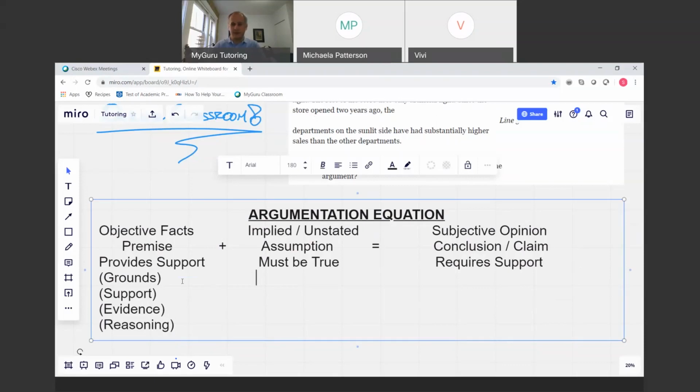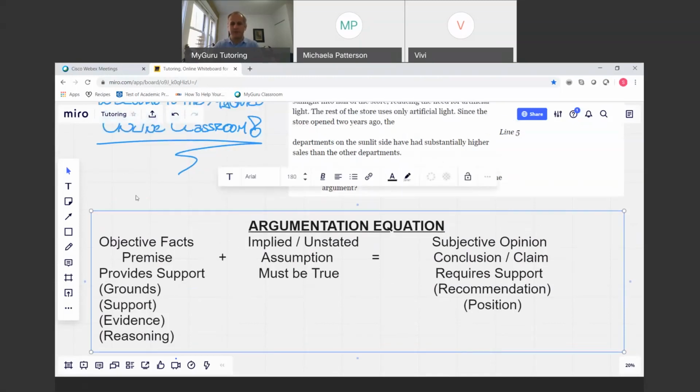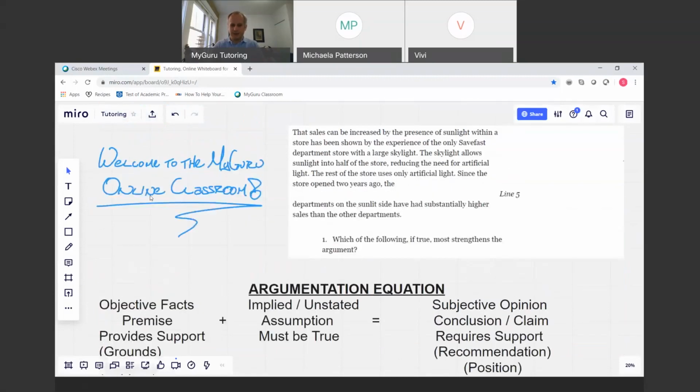Similarly for your conclusion, obviously we've got conclusion or claim up there. Opinion is also one you'll frequently see. Recommendation is another type of term. Your position is another term that you'll frequently encounter when you're talking about the conclusion. Really, it's those: recommendation, position, opinion, claim, conclusion, indicators of your conclusion. So, that's our argumentation equation.